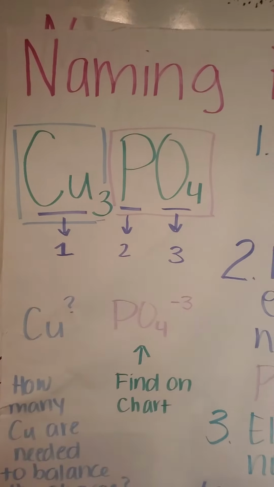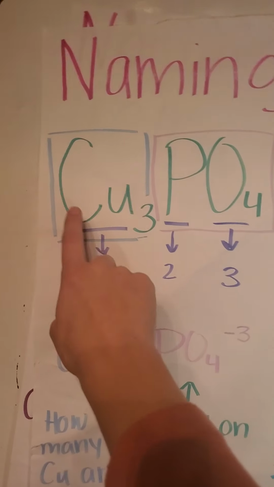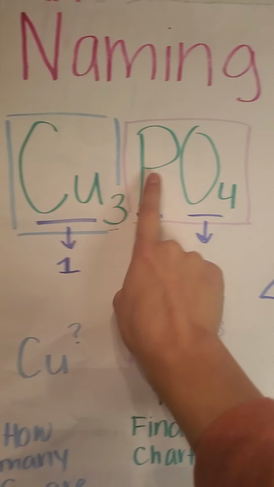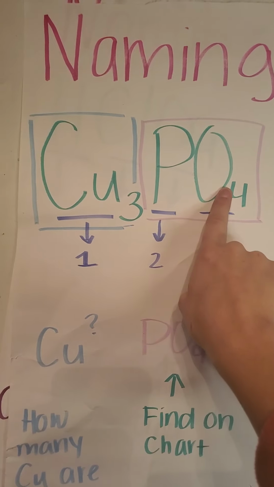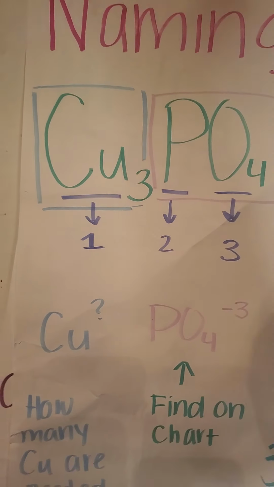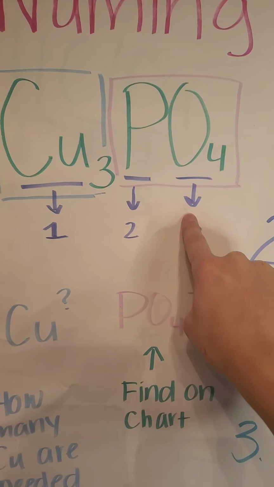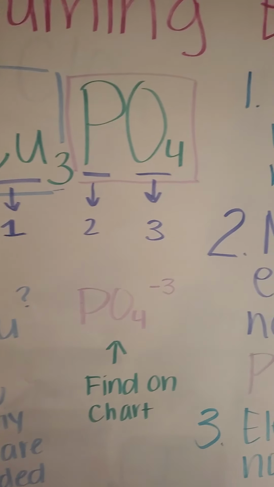Okay. We're going to do one that is a little bit more difficult now. Okay, so if you look at this one, first thing off the bat we should notice is we have 3 capital letters. So that should be cluing you in, hey, this group right here is a polyatomic ion.